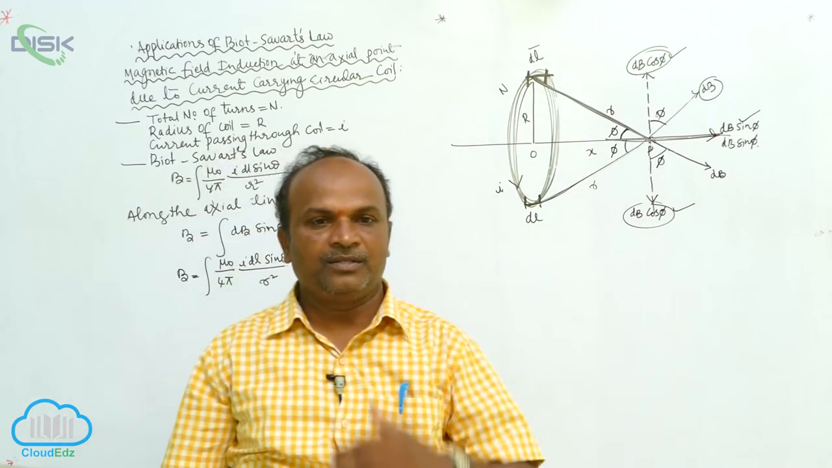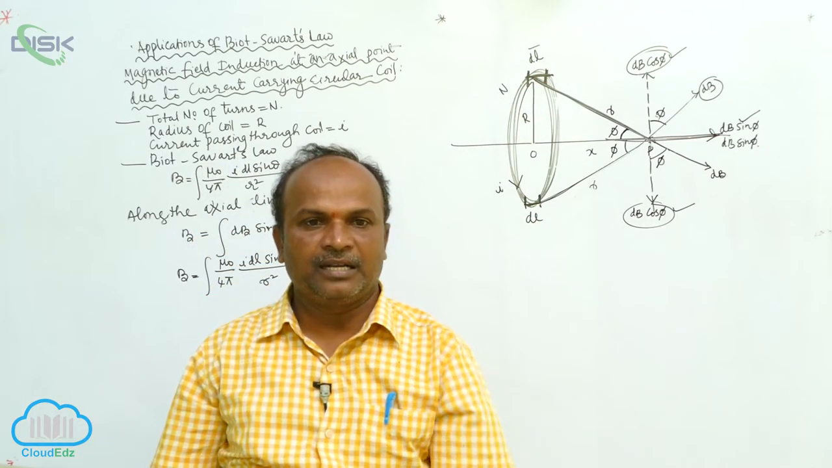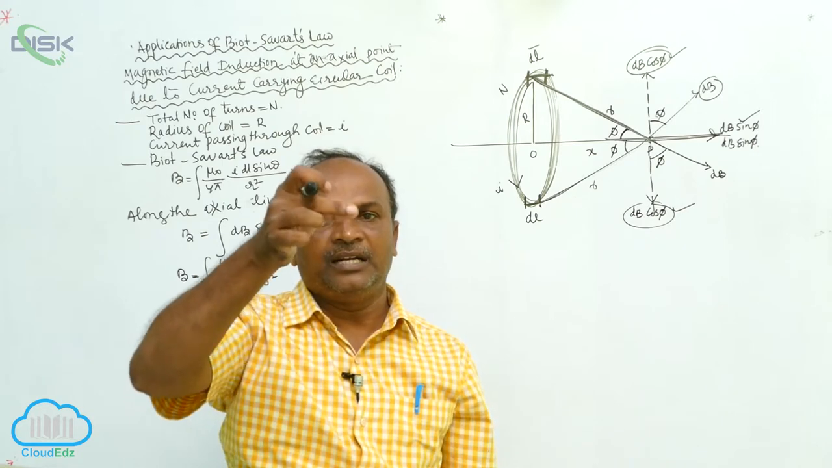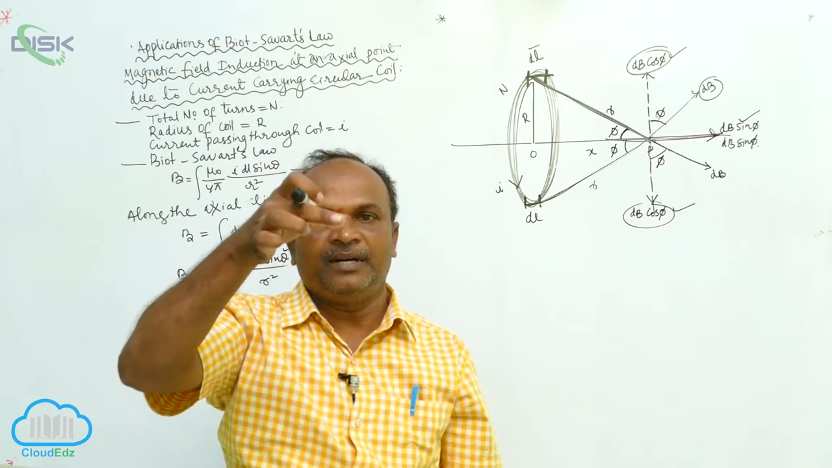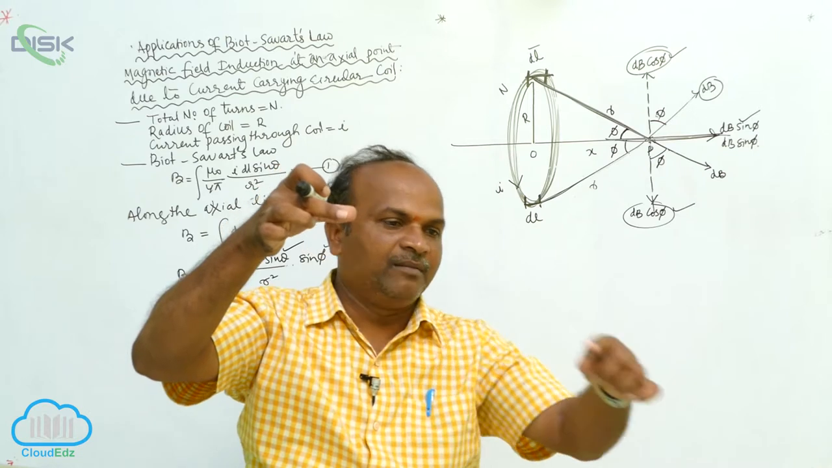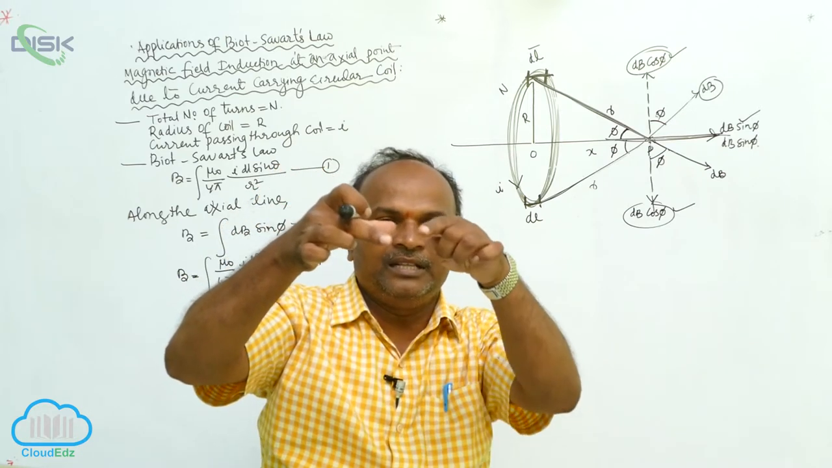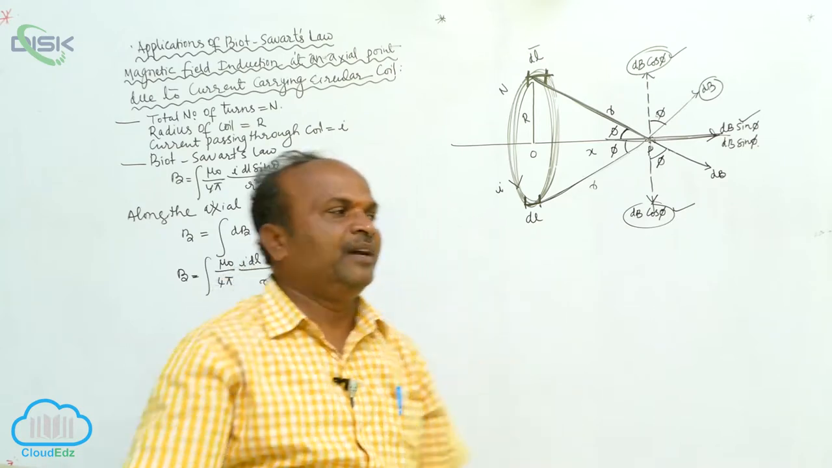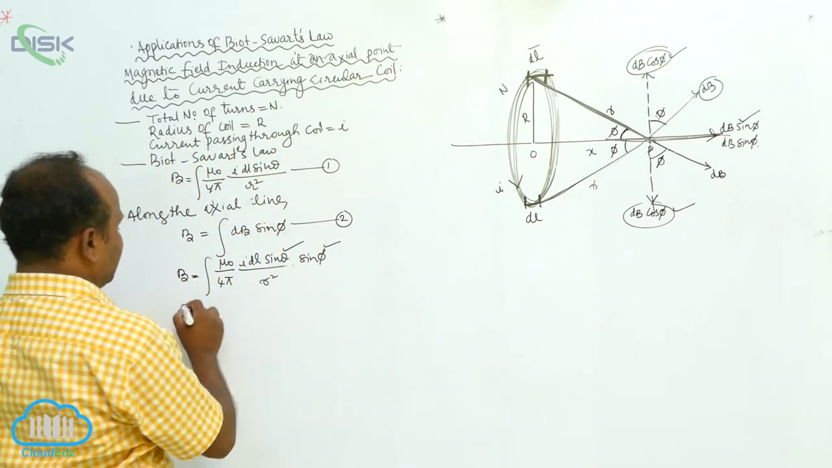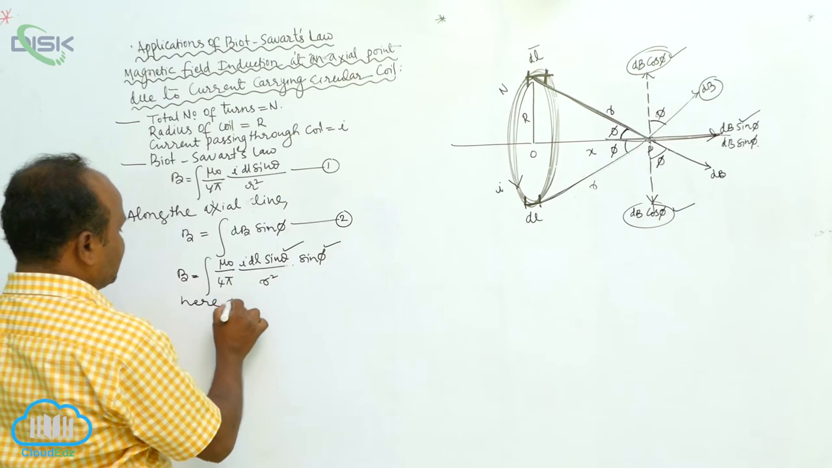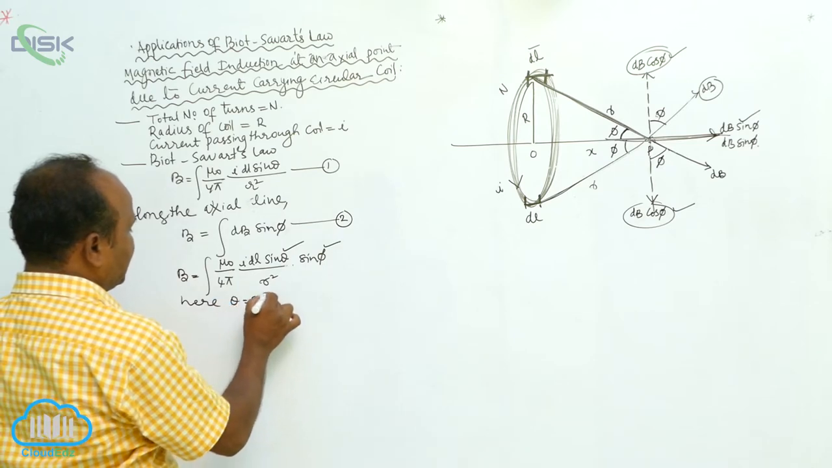Therefore, this is a current carrying circular coil. This is called the length element. Now, the line joining between these two is radially opposite, so this angle is 90 degrees, where theta is equal to 90 degrees. Here, theta is equal to 90 degrees.